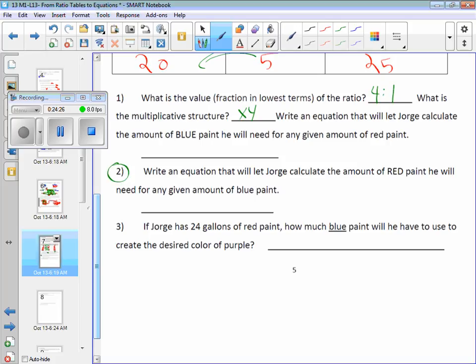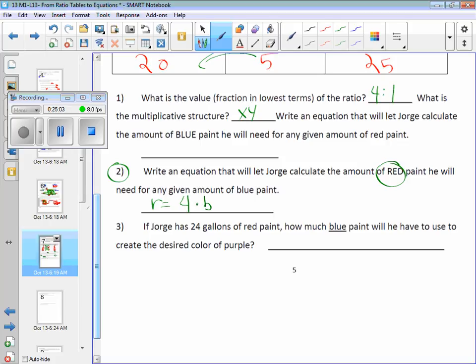Write an equation that will let Jorge calculate the amount of red. So I have red here, so it's going to be R equals something. What goes on the right side of that equation? Use multiplicative structure in your answer, because that helps you a whole lot. Jen. Times B. You got it.